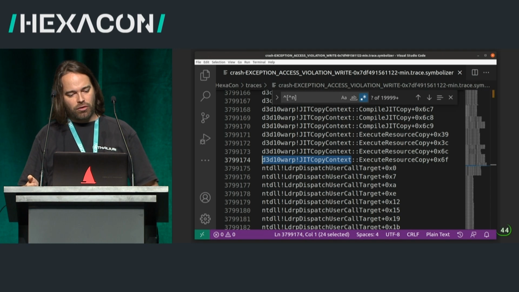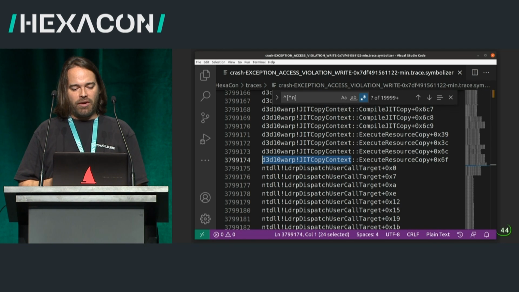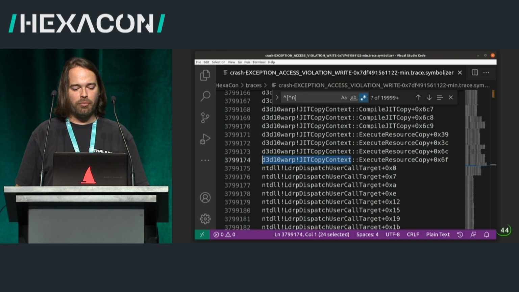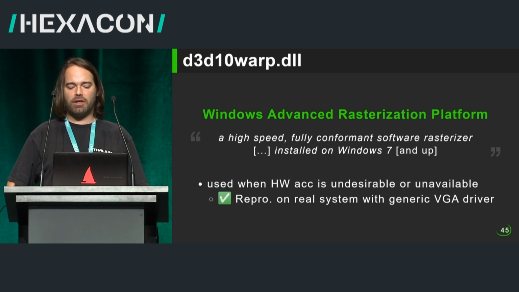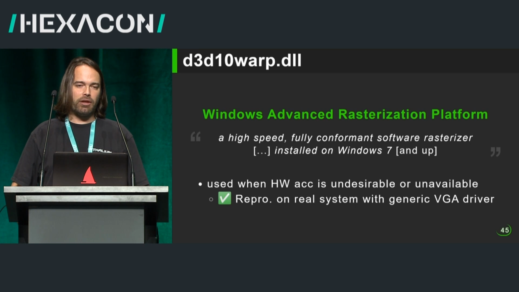We were finally able to load the symbolized trace in VS Code, and looking for the last relevant symbol, we found JIT copy context in this D3D10 warp. So now we know why the code was not present in the dump, because it's JIT code. And the next question is, what is this D3D10 warp? It's actually the Windows software rasterizer, and it's used when no 3D hardware acceleration is available. And we used that information to reproduce it on a real system by just uninstalling our driver and replacing it with a generic VGA one.